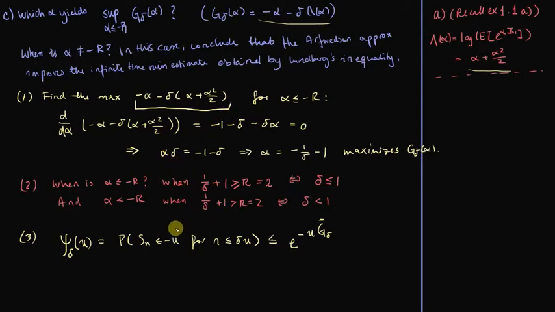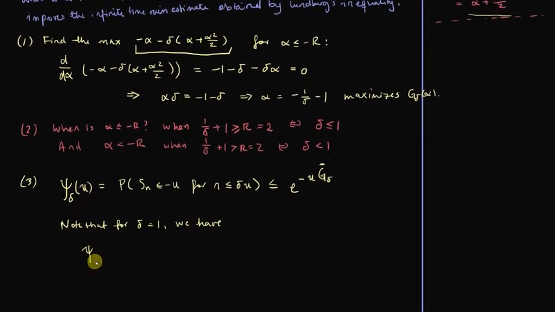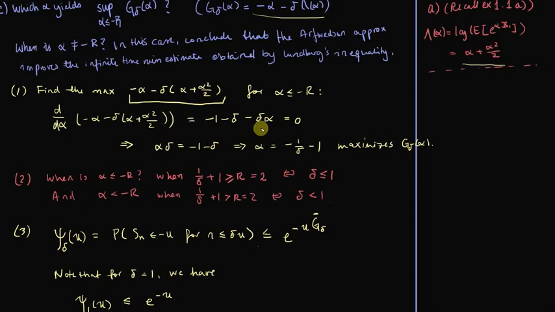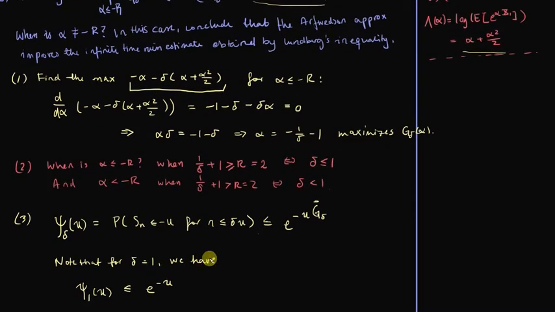Okay, so one thing that you can note is that when delta is equal to 1, we actually just have that the ruin probability on the time horizon from 0 to u is bounded by e to the minus u multiplied by, well, whatever value we get when we plug delta equals 1 inside here. And let's just try and calculate that, shall we?